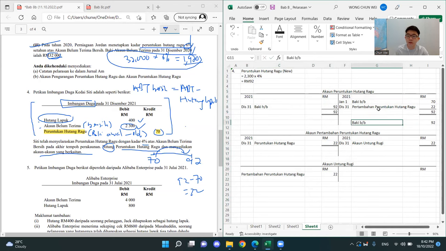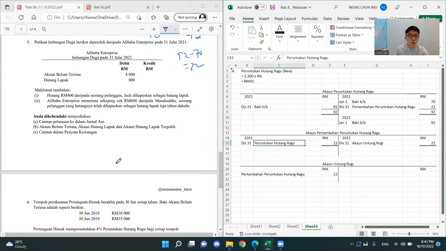So you have to determine lah, is it a pertambahan? So on this side it will be called a pertambahan PHR. If it is on this side here, it will call a pengurangan, because here you will reduce your baki handa ke bawah. Okay. All right, so this will be your question for the answer.